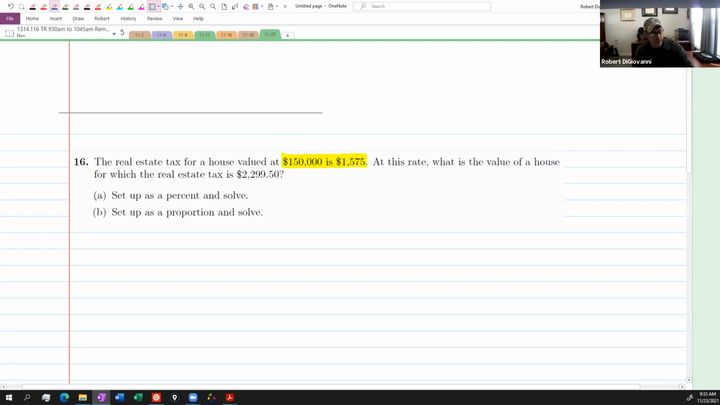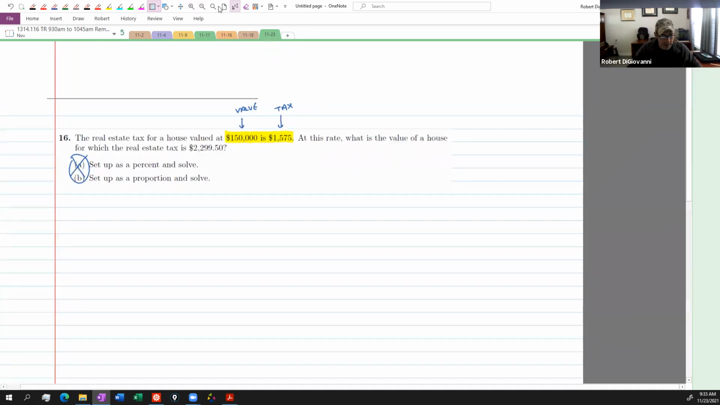So let's not even worry about A and B right now. Let's just think about the problem. Okay, so it's saying that if you have a home that's valued at $150,000, the tax you're going to pay on it is this much, and this is the value of the home. Okay, so let me zoom out just a little bit. There we go.